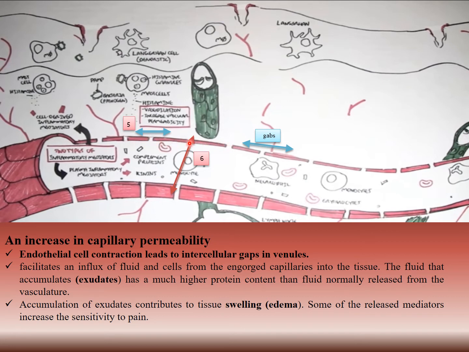These cells separate from each other. After this separation, the diameter of the blood vessels increases, and thus this facilitates an influx of fluid and cells from the injured capillary into the tissue.